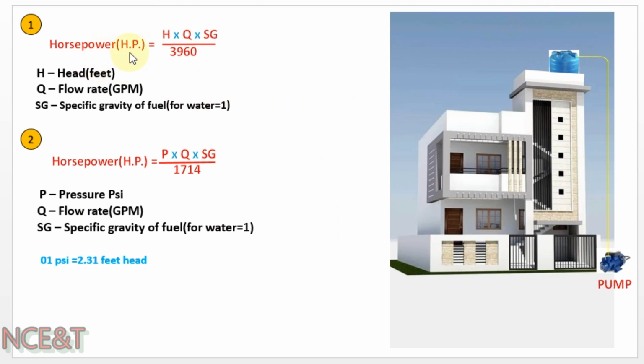Number one, horsepower equals H into Q into Sg divided by 3960. H is head in feet, Q is flow in GPM, and Sg is specific gravity of the fluid, which for water is equal to 1. The second formula is horsepower equals P into Q into Sg divided by 1714, where P is the pressure in PSI, Q is the flow in GPM, and Sg is the value 1 for water.